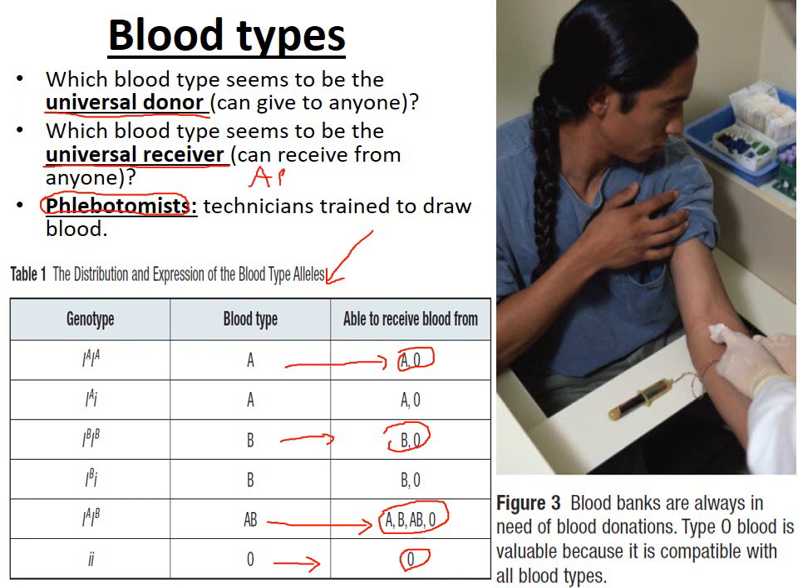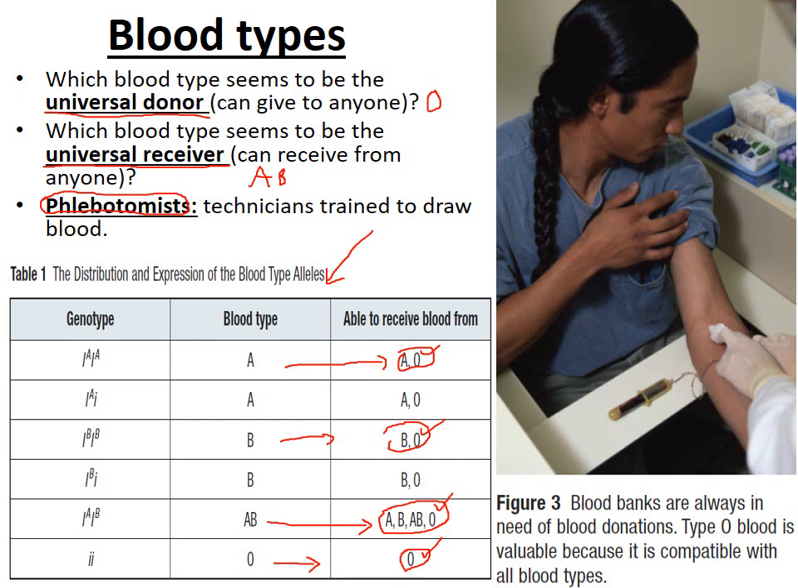How do we know who the universal donor is? We'll take a look at which individual shows up in every spot in this table here. So A can receive from O, B can receive from O, AB can receive from O, O can receive from O. So O is the universal donor.